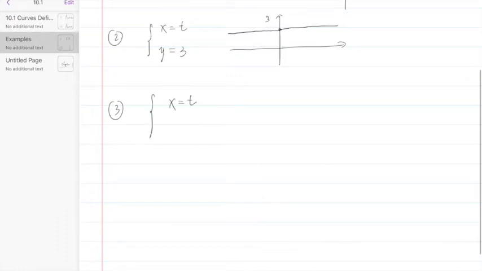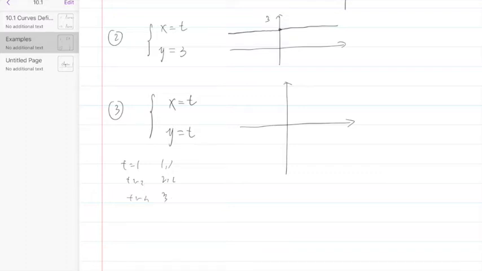Okay, let's try the third one. x equals t and y equals t. Your t can be anything. What does this one give you? Well, take t equals 1, you have (1, 1). Take t equals 2, you have (2, 2). Take t equals 3, you have (3, 3). Then you should realize whichever t you plug in, your x and your y value will always be the same. Do you know the points such that the x and y values are always the same? Actually, that's everything on this straight line.